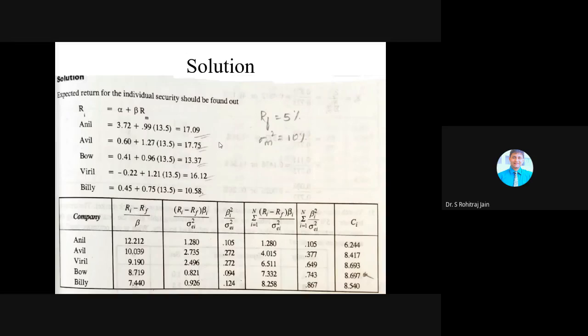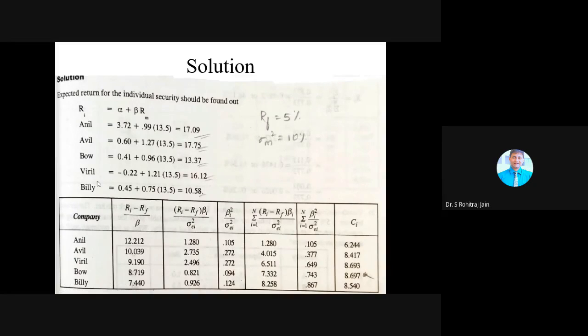But students, here is a small thing we have to do first. Please remember this in finding out the cutoff point. In the first column, I am listing the company. In the next column, we have to calculate Ri minus Rf divided by beta, and it should be in descending order, that is from highest to lowest. We have to arrange these values from highest to lowest. I'm repeating once again: first step after calculating the return, we have to calculate Ri minus Rf divided by beta.